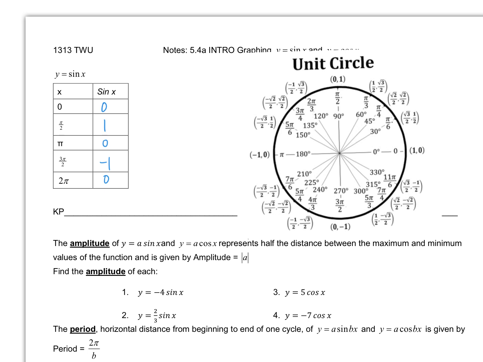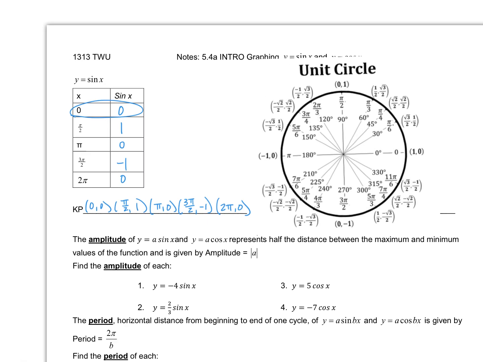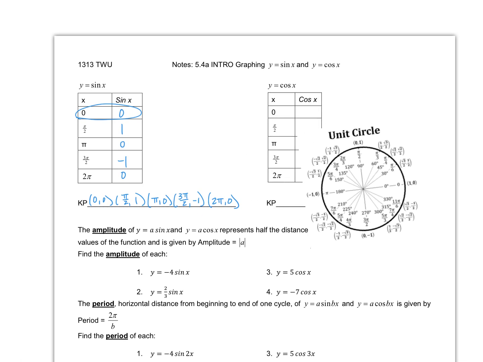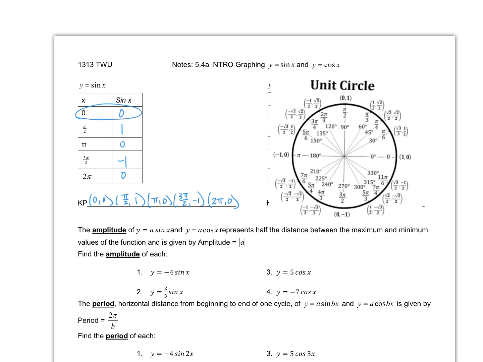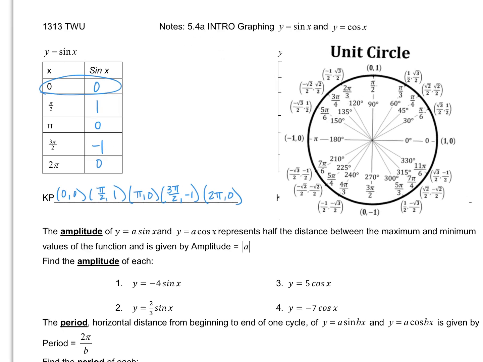All right, so my x and my y, that first point is 0, 0, so here's a point. My next key point, if I read down the table, is pi over 2, 1. Then it goes pi, 0, 3 pi over 2, negative 1, and 2 pi, 0. Can we live with that? Nothing too bad, right? So when it comes to graphing, what is that going to look like?